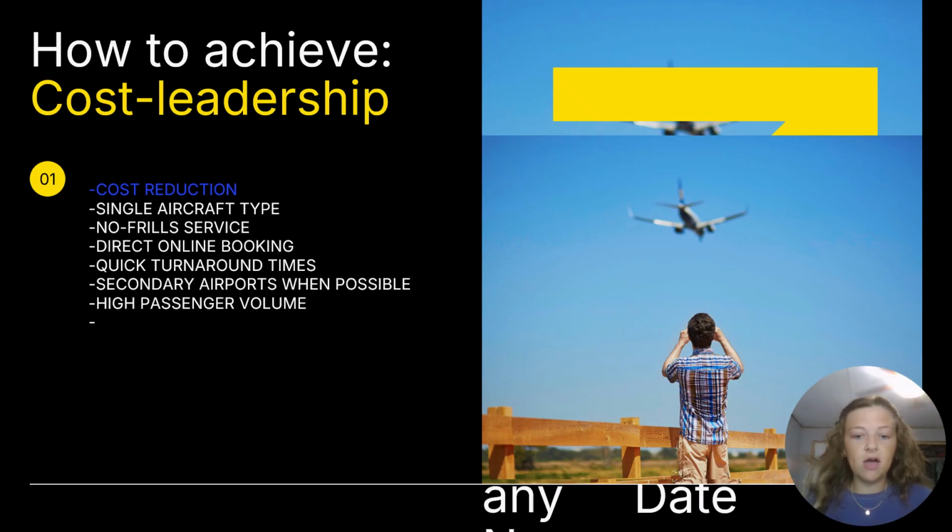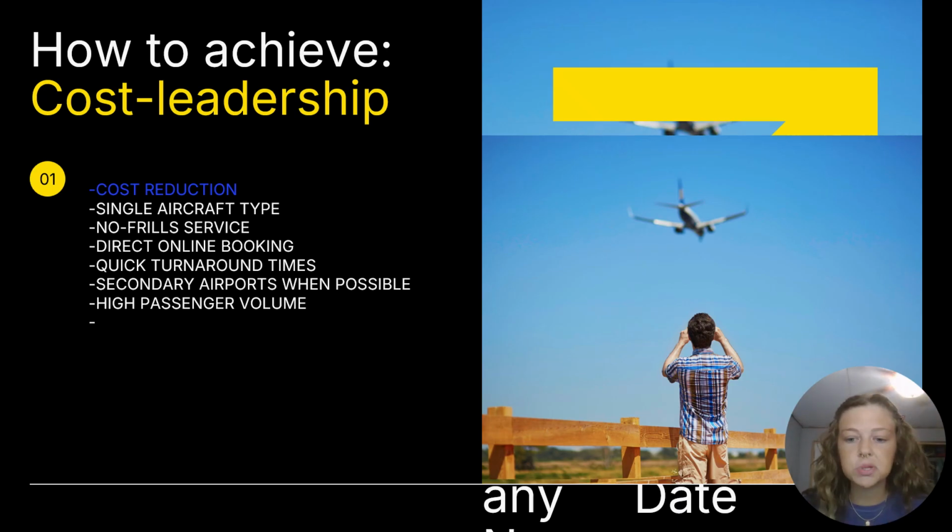So here we have, how do they achieve that cost leadership? Single aircraft type. They don't have different types of planes flying. They don't invest in more expensive planes. They're all the same. No frill service. You're not going to get an extra meal or an extra snack. You're going to get on your plane, you're going to fly, you're going to get off.